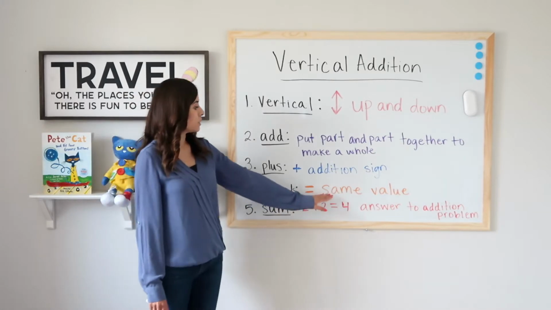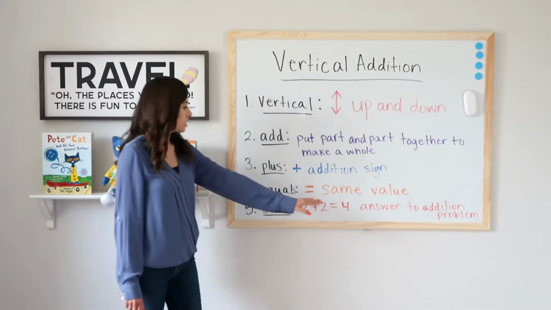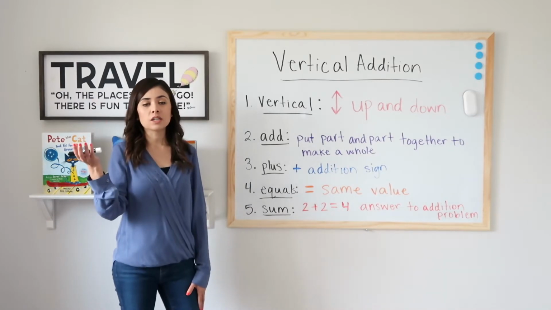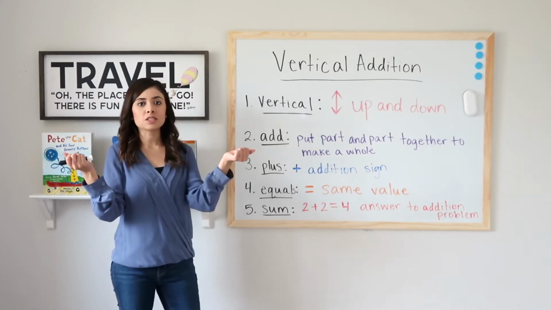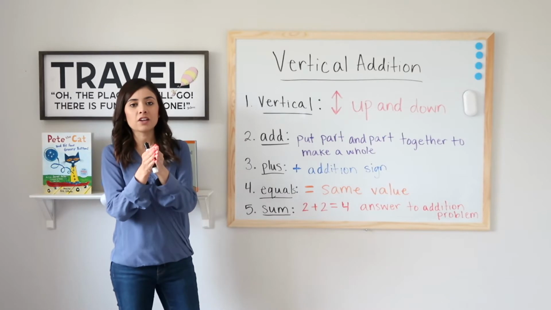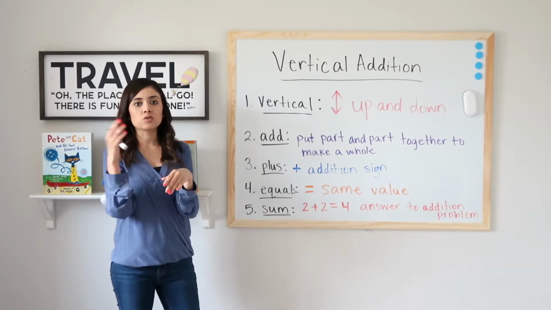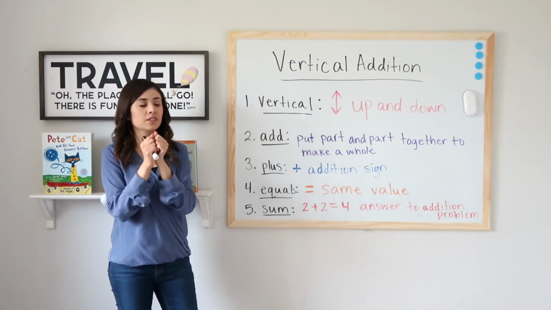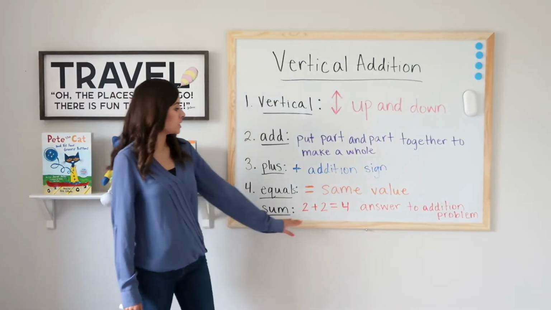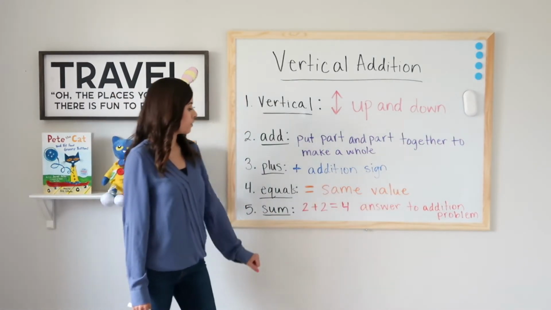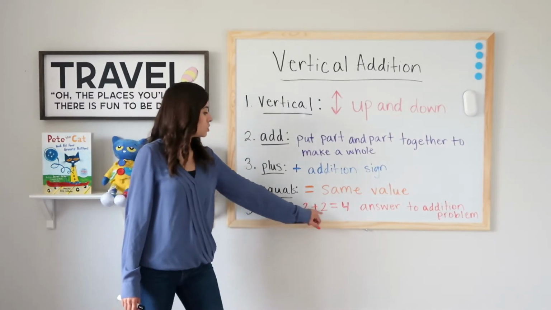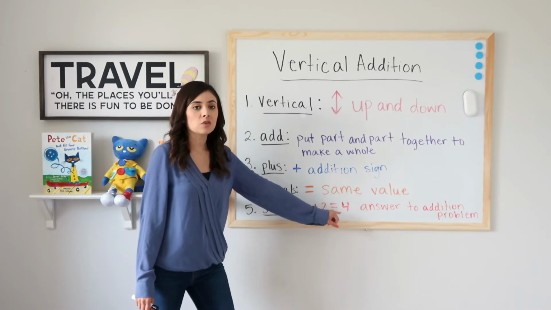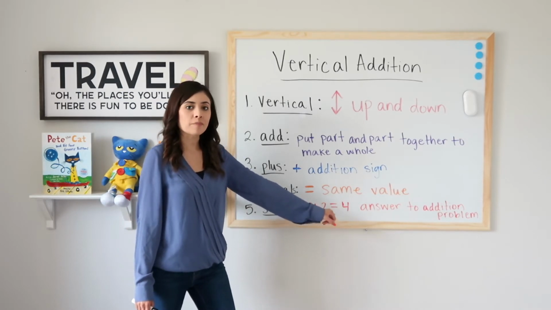Equals. Equals means the same value. As you can see, I have an equal sign right here. So if I have 2 gummy bears on this hand and 2 gummy bears on this hand, I can put them together and I have 4. So 2 and 2 is the same thing as having 4. Sum. Sum is the answer to an addition problem. If you can see, I have 2 plus 2 equals 4. 4 is my answer, so therefore it is called the sum.